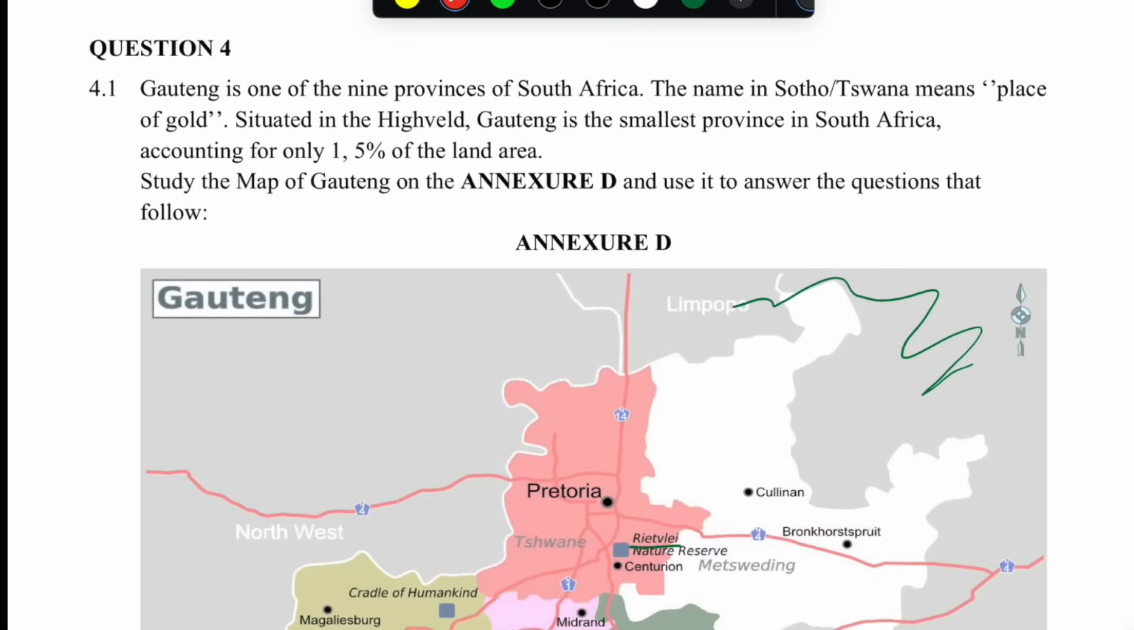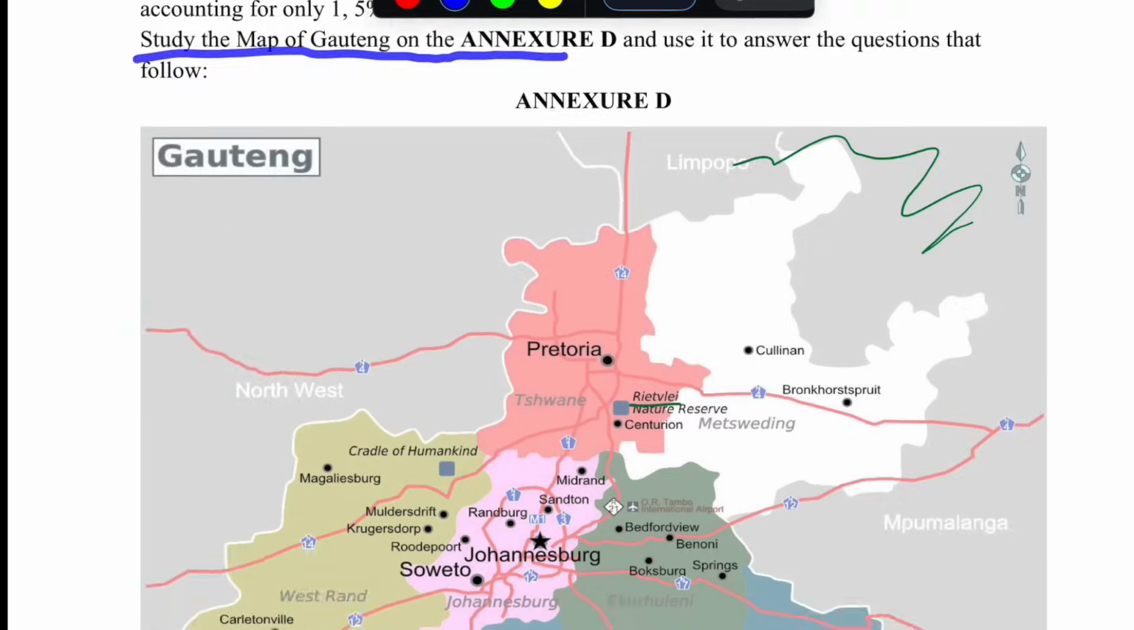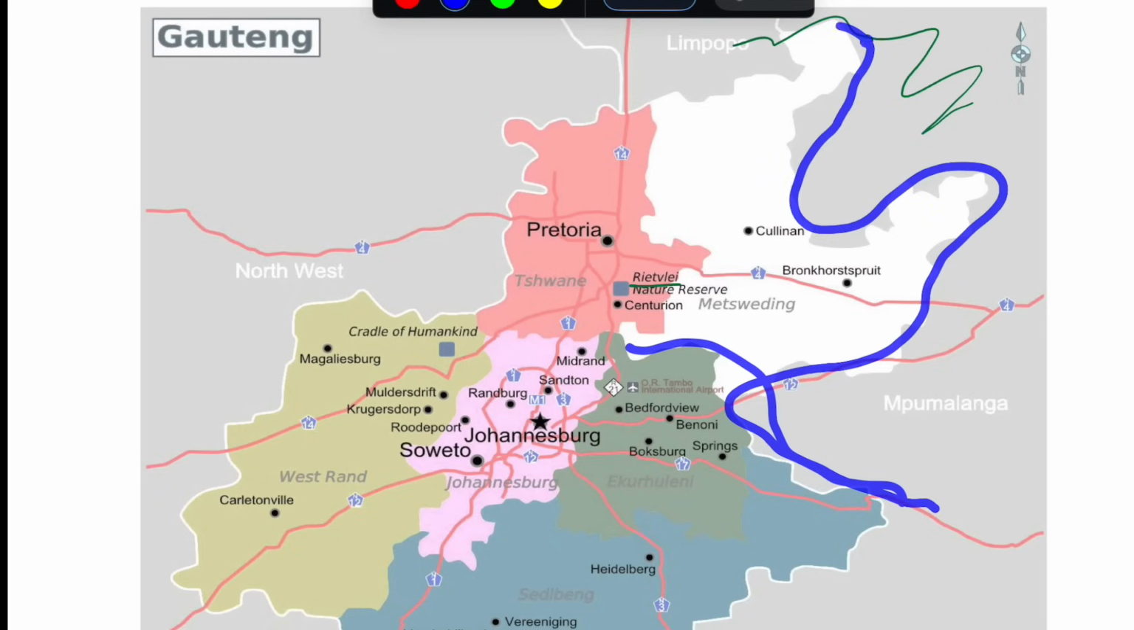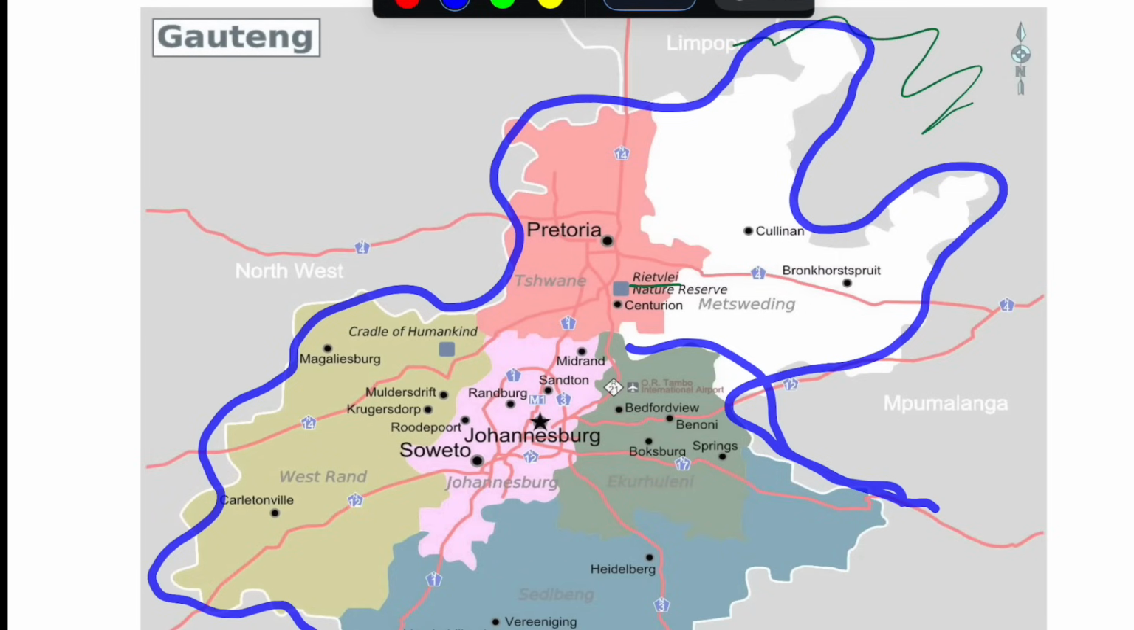Now the last question, question 4, it says Gauteng is one of the 9 provinces of South Africa. The name Gauteng means place of gold, situated in the Highveld. Gauteng is the smallest province in South Africa, accounting for only 1.5% of the land area. Study the map of Gauteng in Annexure D to answer the following questions. Guys, this is this colored one here. If you look at this one, this is the Gauteng province, right?